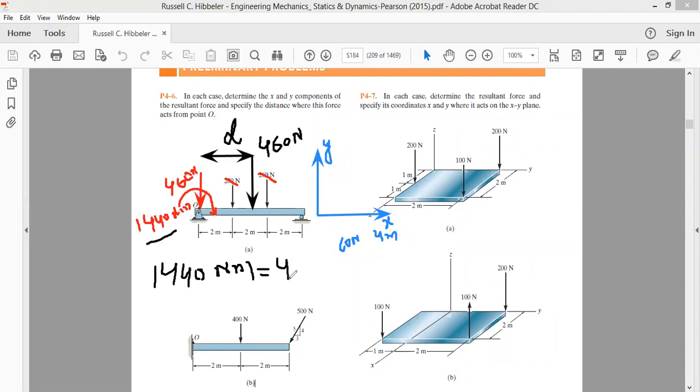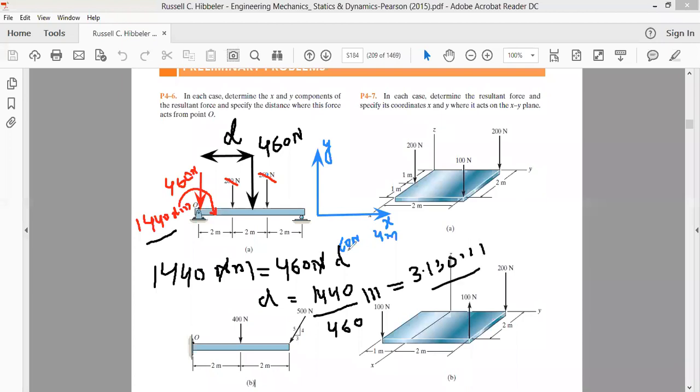That is, the moment because of this 460 Newton force will be 460 Newton multiplied by its force arm, that is d. So Newton and Newton will cancel. d comes out equal to 1440 divided by 460 meter, which is equal to 3.130 meter. This is very important.